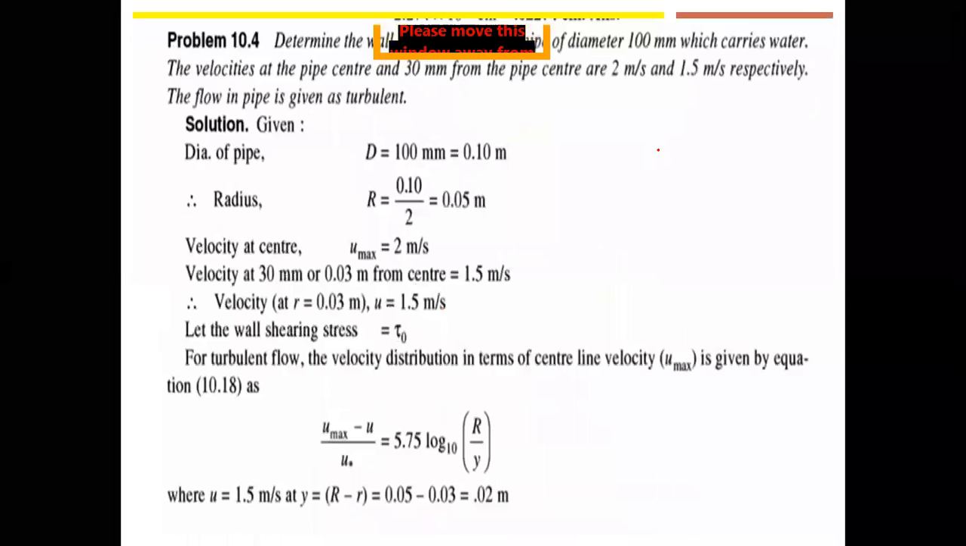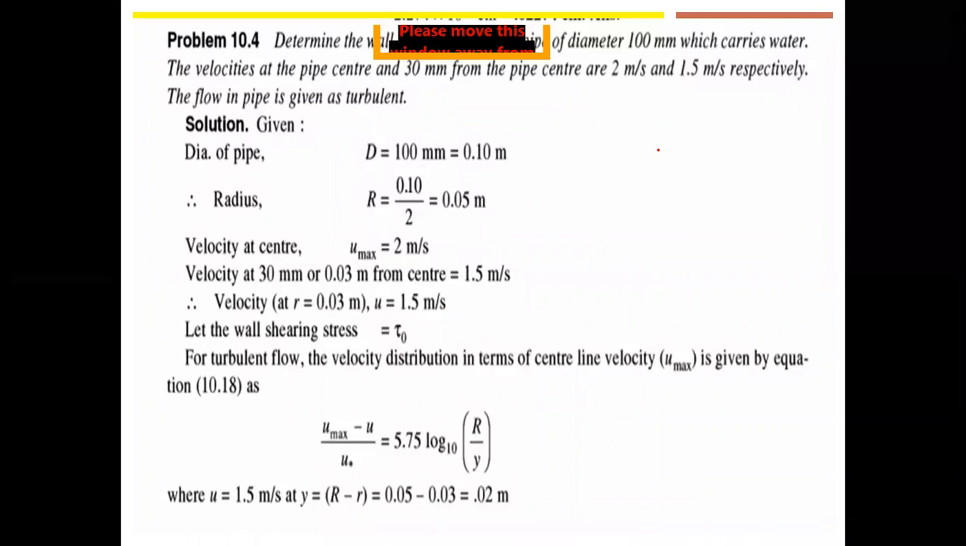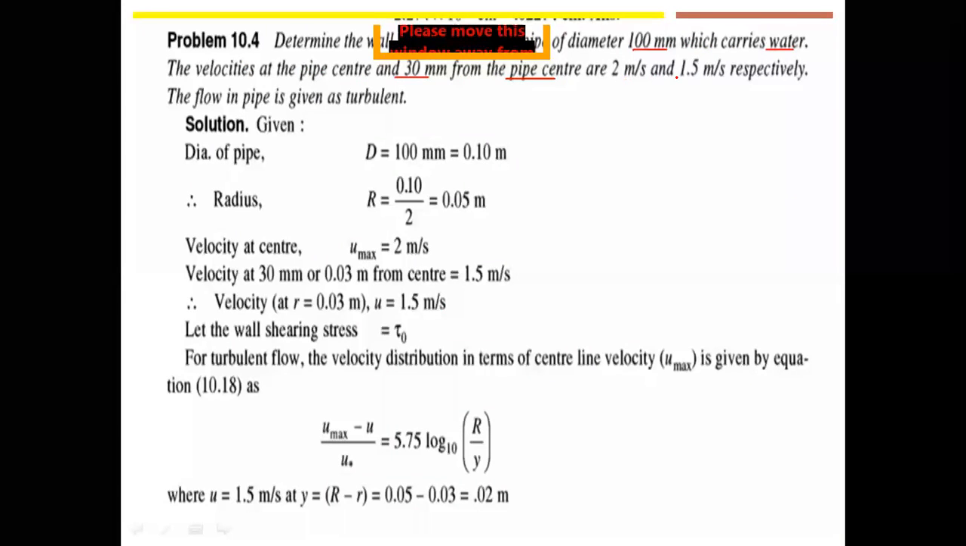Okay. So we are discussing the next type of problem. Determine the wall shearing stress. Determine the wall shearing stress in a pipe of diameter 100 mm which carries water. So in the first line the diameter is given, the liquid is water, so rho is equal to 1000. The velocities at the pipe center and 30 mm from the pipe center are 2 meters per second and 1.5 meters per second respectively. So the velocities are 2 meters per second and so y comes.